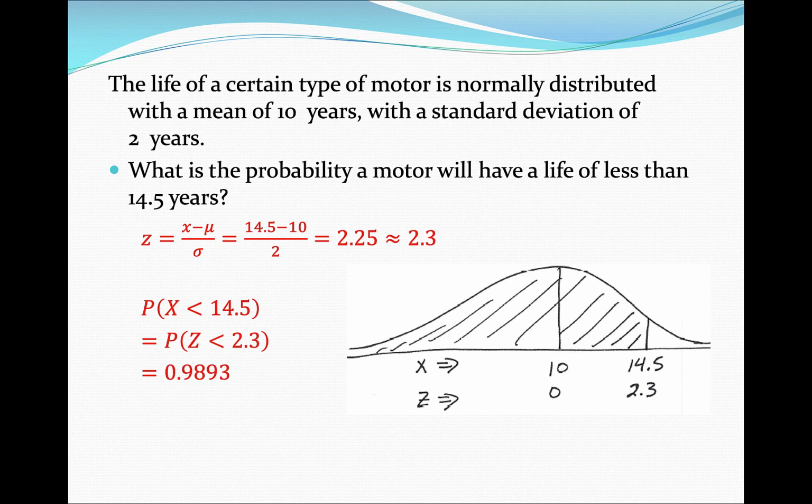If you look up 2.3 in the table, you'll get 0.9893. So of course that is the probability. All we have to do is look this one up because we're finding the area to the left. And when you're finding the area to the left, that is what the table gives you.